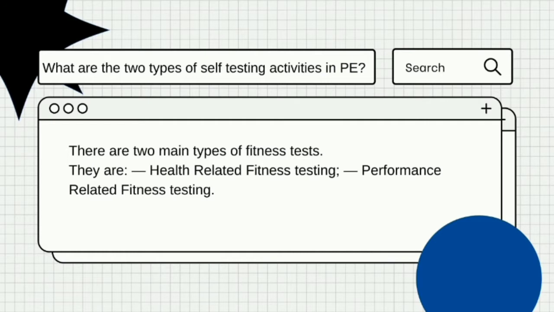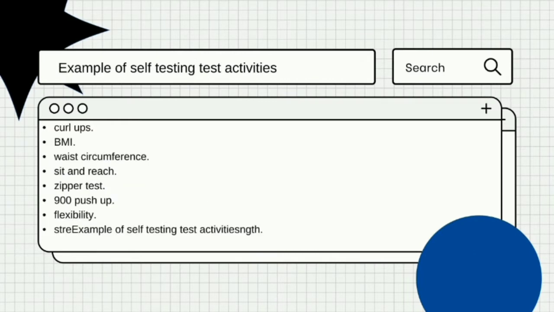What are the two types of self-testing activities in PE? There are two main types of fitness tests. They are health-related fitness testing and performance-related fitness testing. Examples of self-testing activities: curl-ups, BMI, waist circumference, sit and reach, zipper test, push-ups, flexibility.